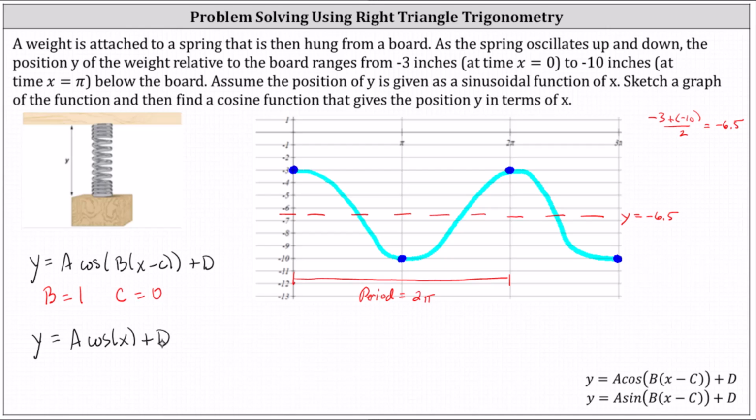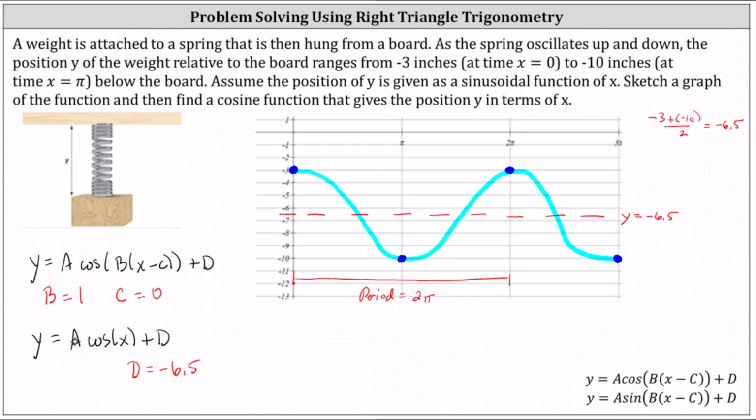The value of d indicates a vertical shift, which we do have, because the midline is y equals -6.5. The cosine function has been shifted down 6.5 units, which indicates d equals -6.5. And now we'll determine the value of a.